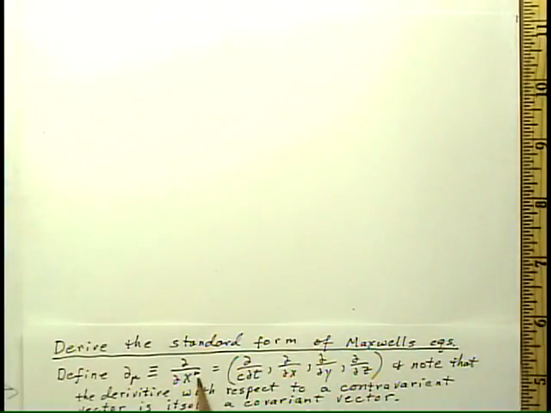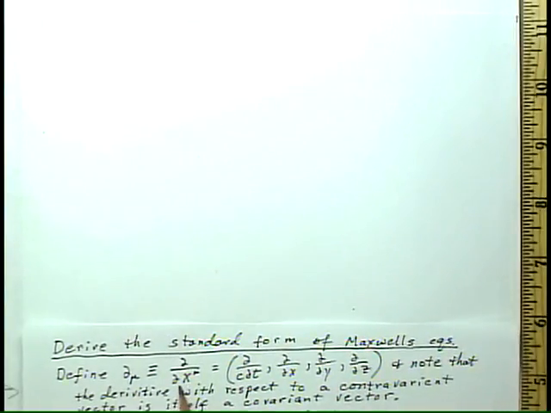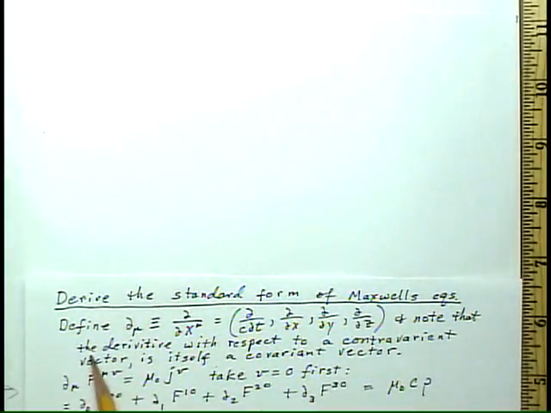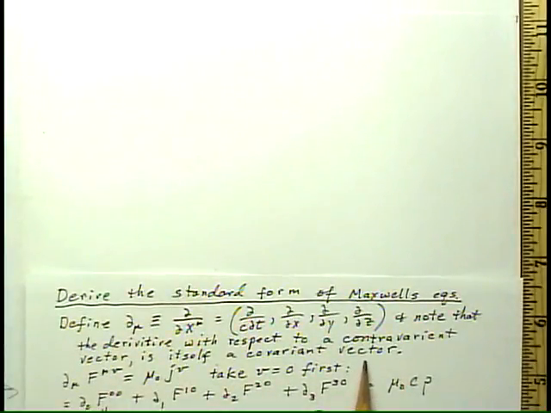Remember, it is the upper or contravariant components that are exactly the same as x, y, z, and t. Therefore, when I take the derivative with respect to these components, that is what I am doing. We notice here also that although this is a contravariant component, when I take the derivative with respect to it, that object is actually something that transforms as though it has a covariant component. Therefore, the derivative with respect to a contravariant vector is itself a covariant vector.